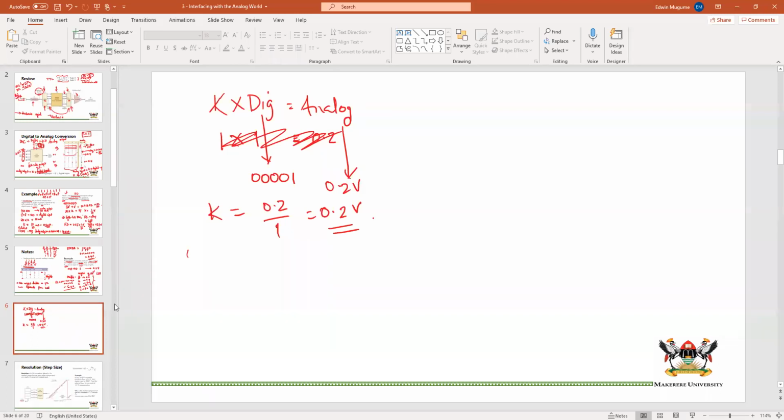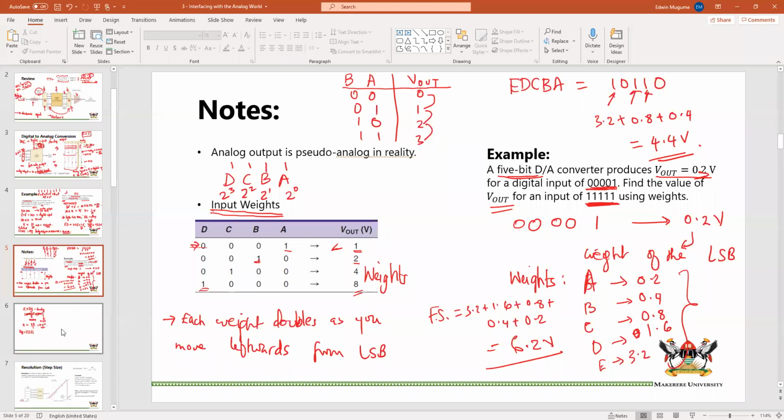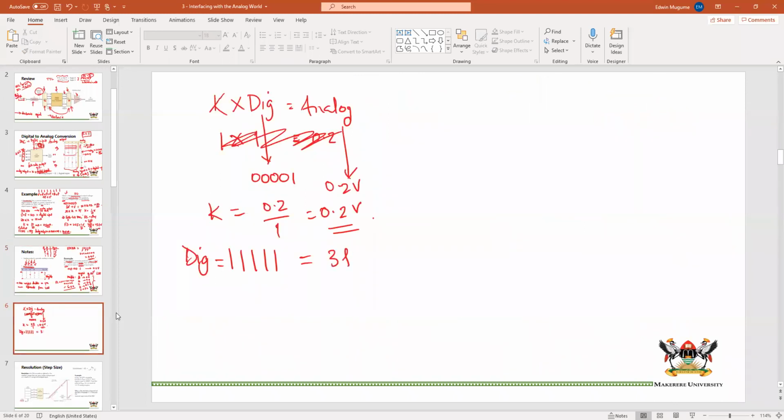Now, if my digital input is 11111, which is the case for this one, then I know this is 31, because this is 16 plus 8 plus 4 plus 2 plus 1. And then my analog would be equal to 31, which is the digital, times 0.2, which gives me 6.2 volts.